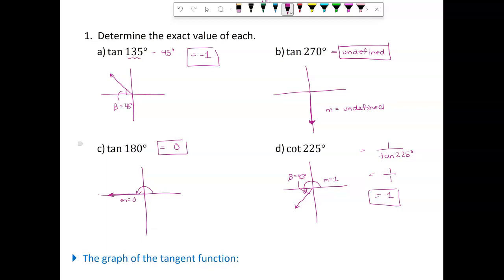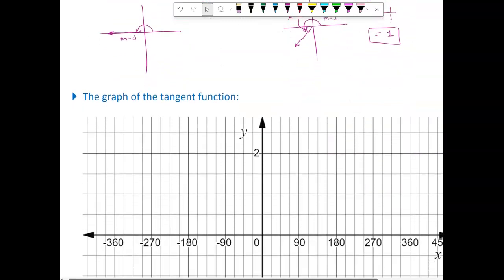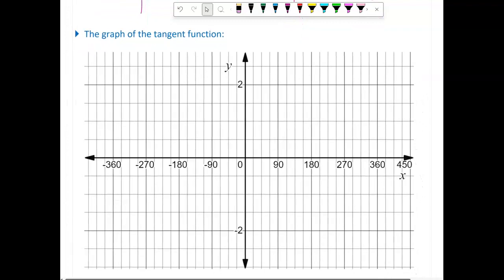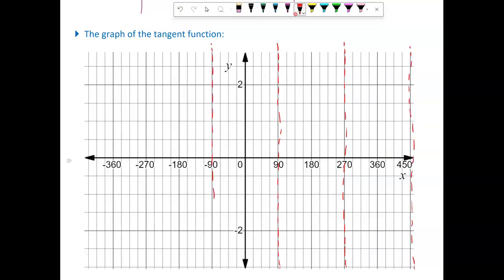Now that we've looked at a couple of tangent values, let's try to graph this tangent function on our Cartesian plane. When we graph this, we'll find that at 90 degrees we saw there were asymptotes here. And then again at 270 because of the vertical lines, and then again at 450. And we said at the negative angles as well, so negative 90, negative 270, and negative 450.